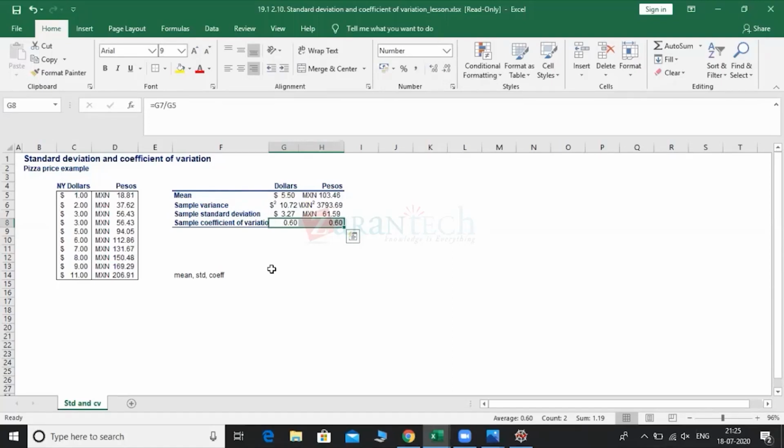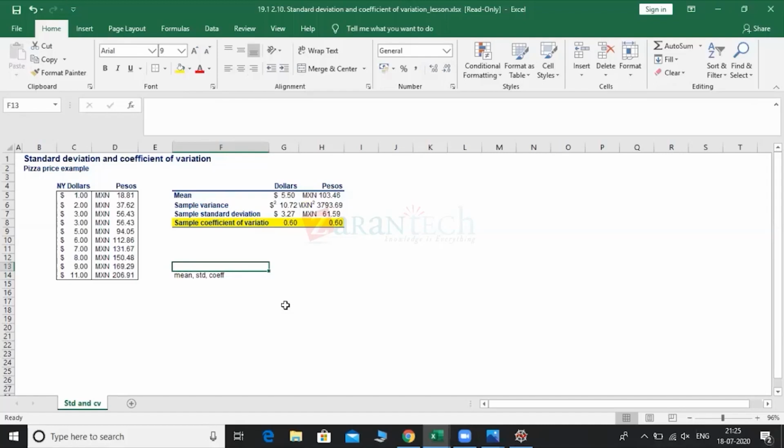This is called the coefficient of variation, and it will not have any units, because if you divide this 3.27 by 5.5, the dollar gets cancelled, so only a numeric number, a ratio, will come. This will help us get to the core of whether these two numbers are comparable or not. So the coefficient of variation becomes another very important parameter.